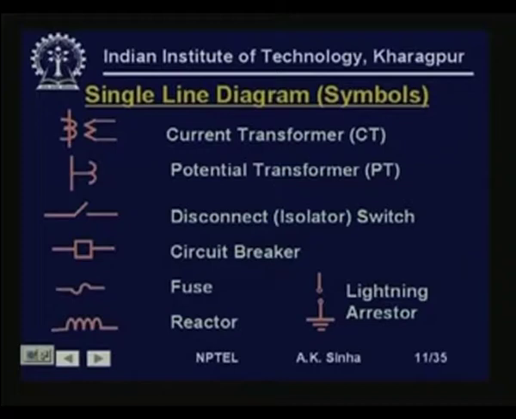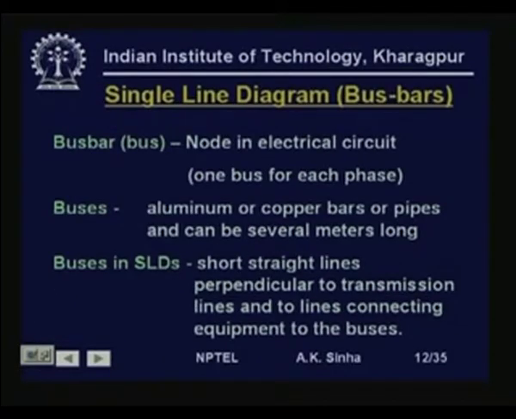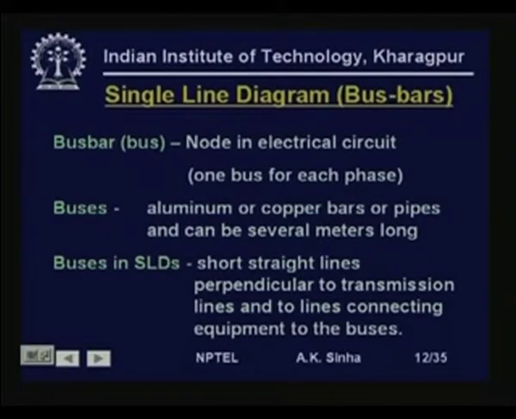We have symbols for current transformers, potential transformers, disconnect, isolator switches, circuit breakers, fuses, reactors, lightning arresters. All these components use different symbols, and by combining these symbols we build the power system network diagram. Now, in power system we have a concept of a bus bar.